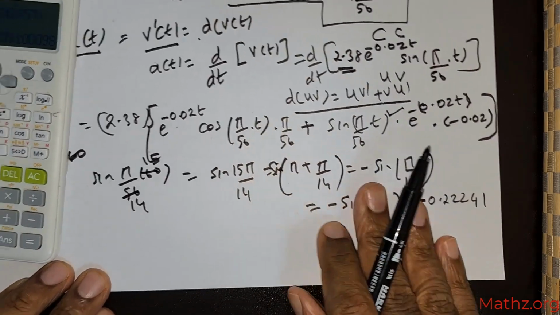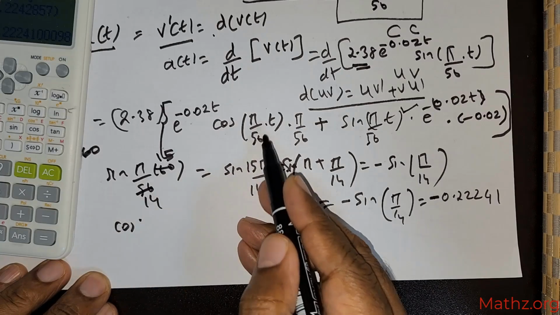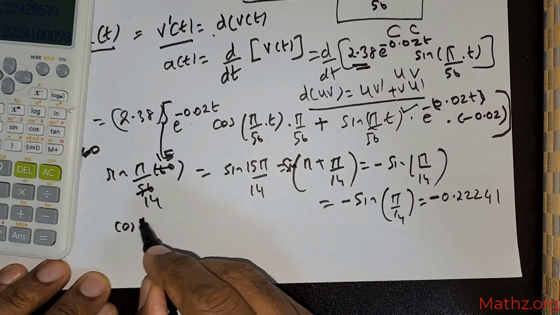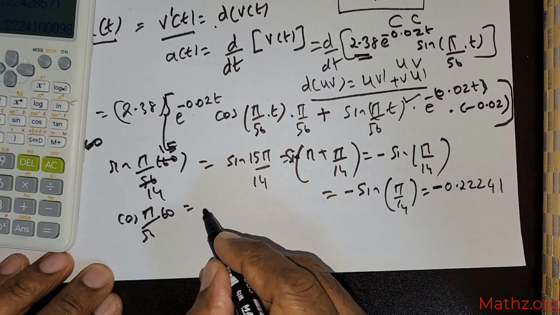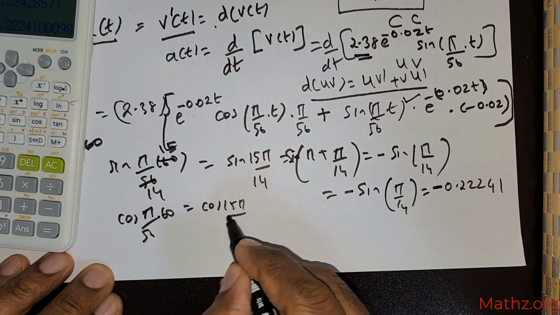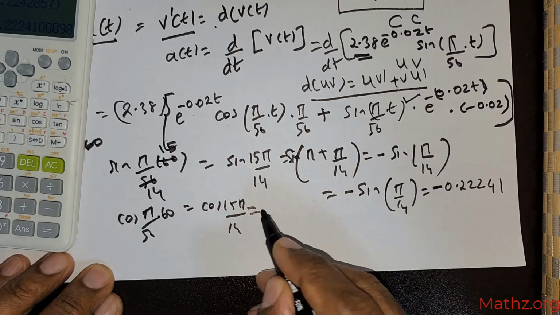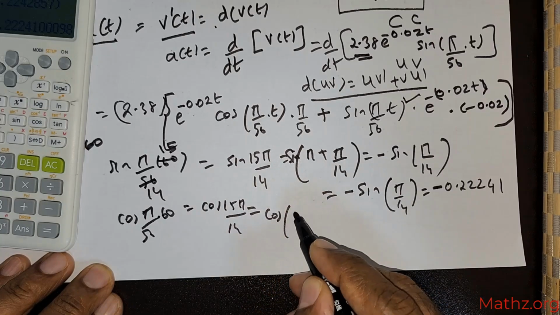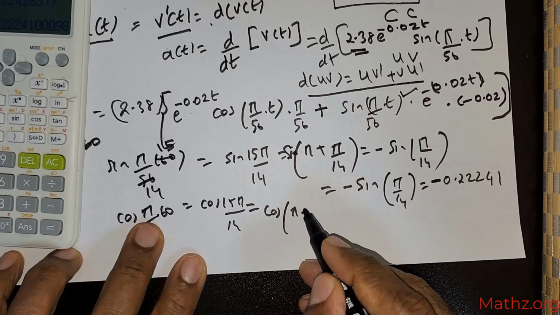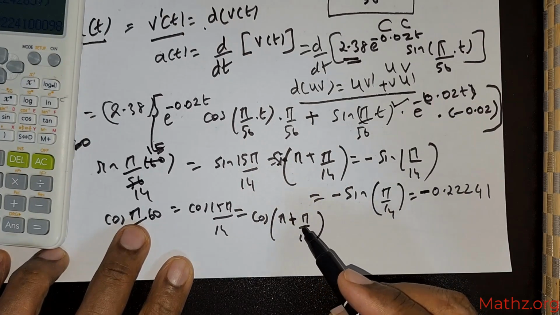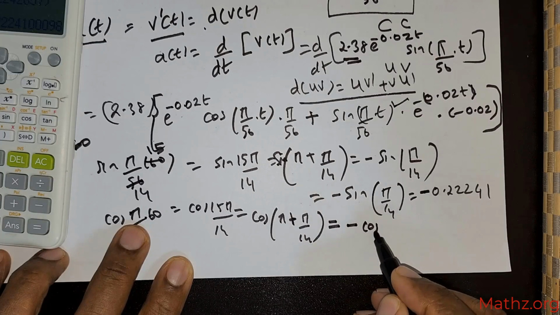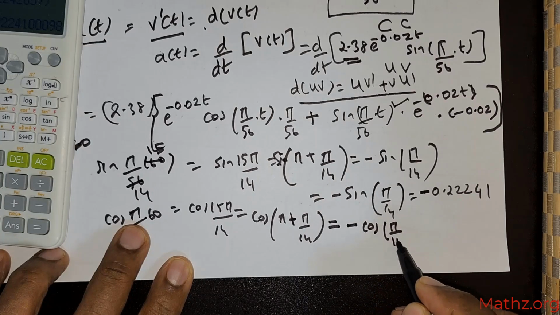Now you need to get cos of pi over 56 times 60. Pi over 56 times 60 is nothing but cos of 15 pi over 14. Now this is going to be cos of pi plus pi over 14. What is this going to give us? Negative cos of pi over 14.